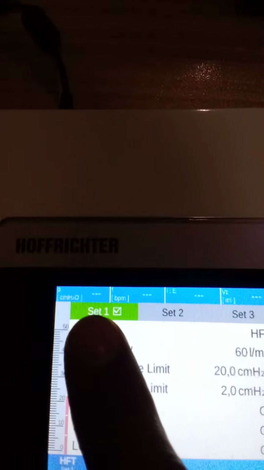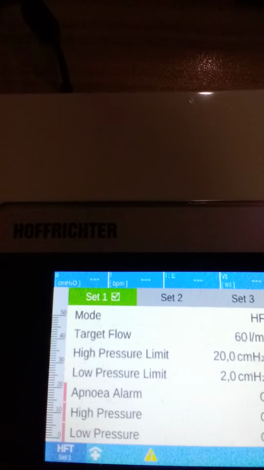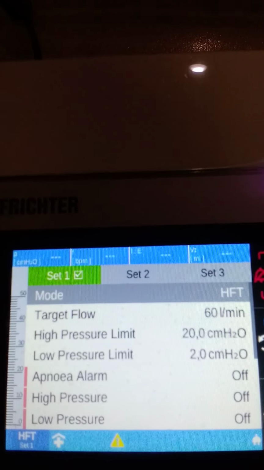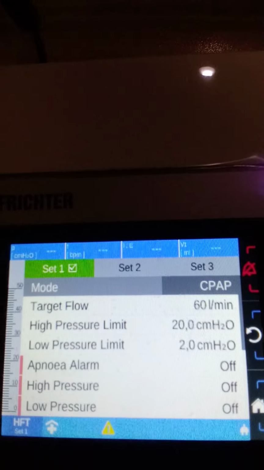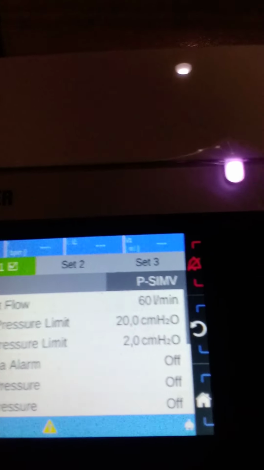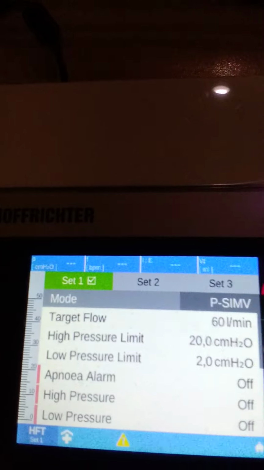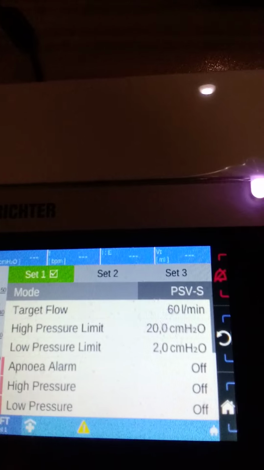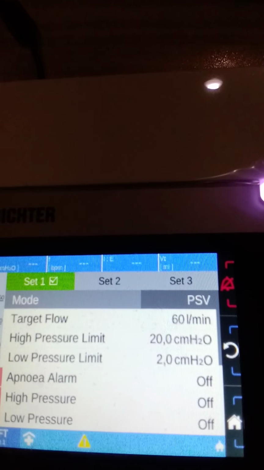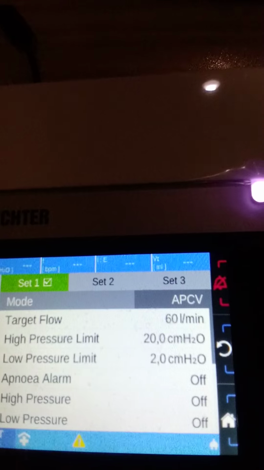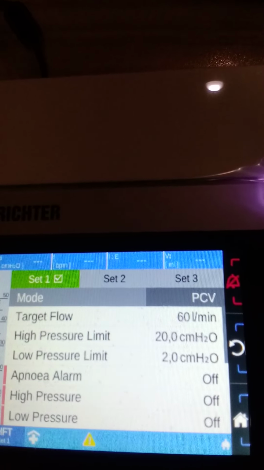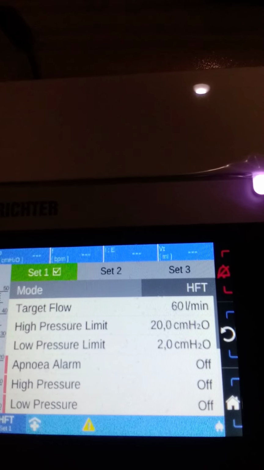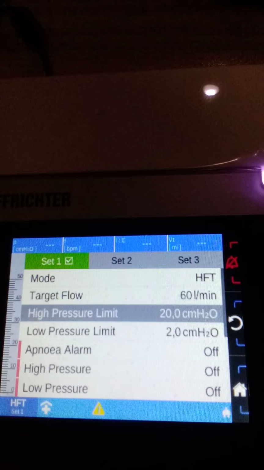Then these are 3 patient settings: set 1, set 2, set 3. So this is high flow therapy, then this is CPAP, then this is PSIMV mode for invasive ventilation, PSV for invasive and non-invasive both, APCV, PCV. So some of the modes are invasive and some of them are non-invasive. So we will start from high flow therapy.